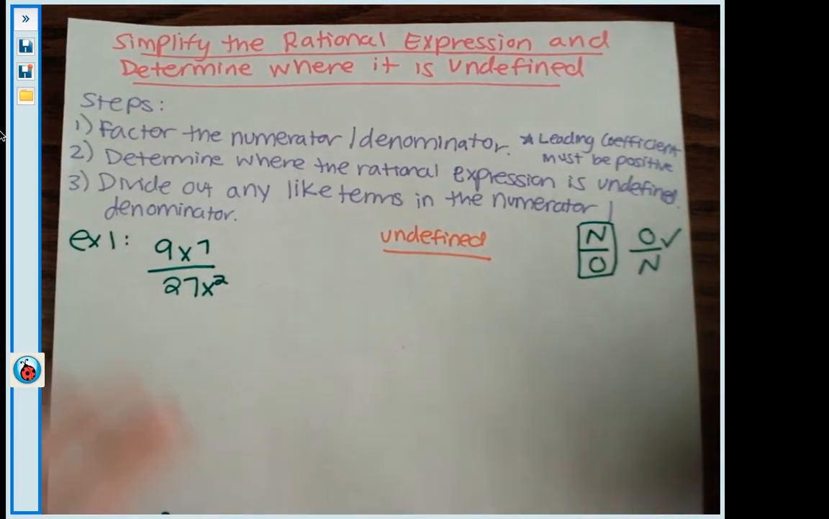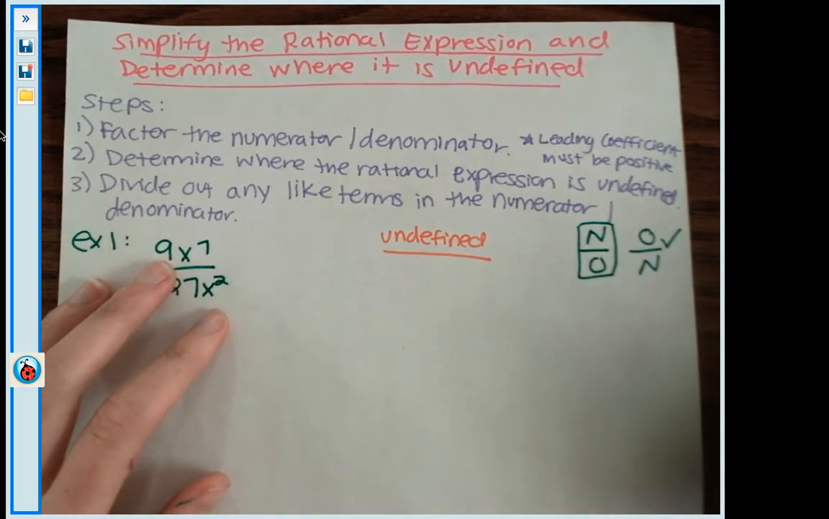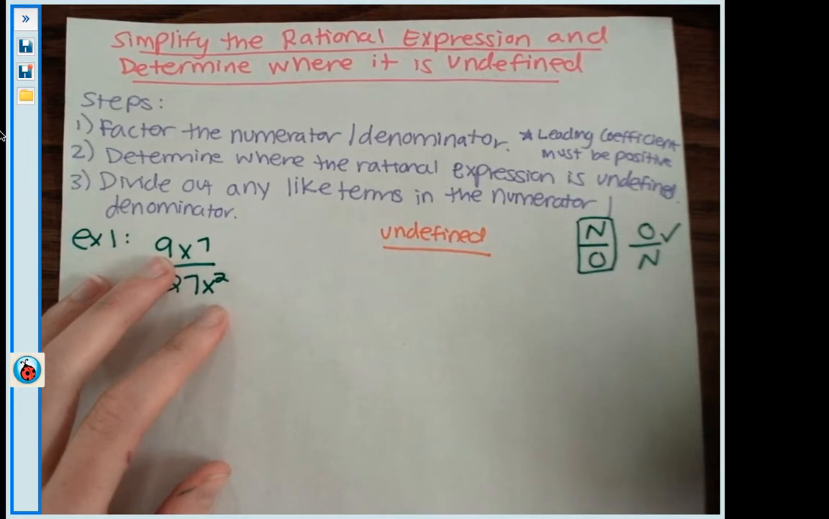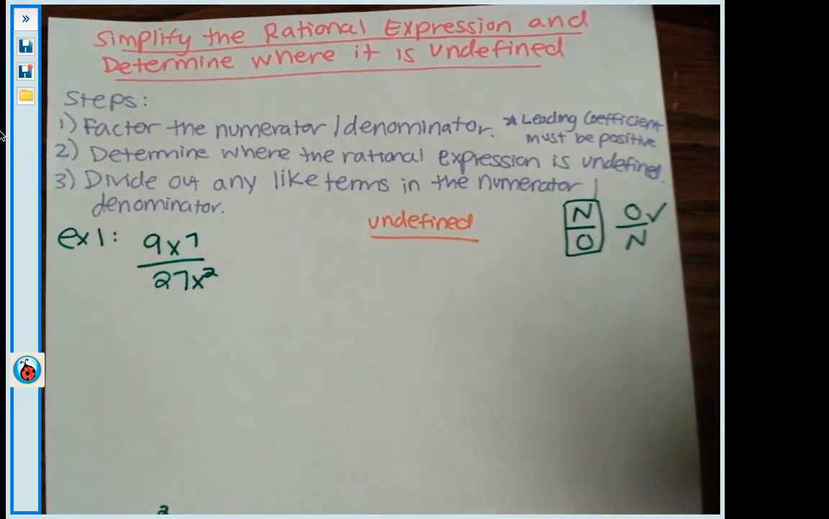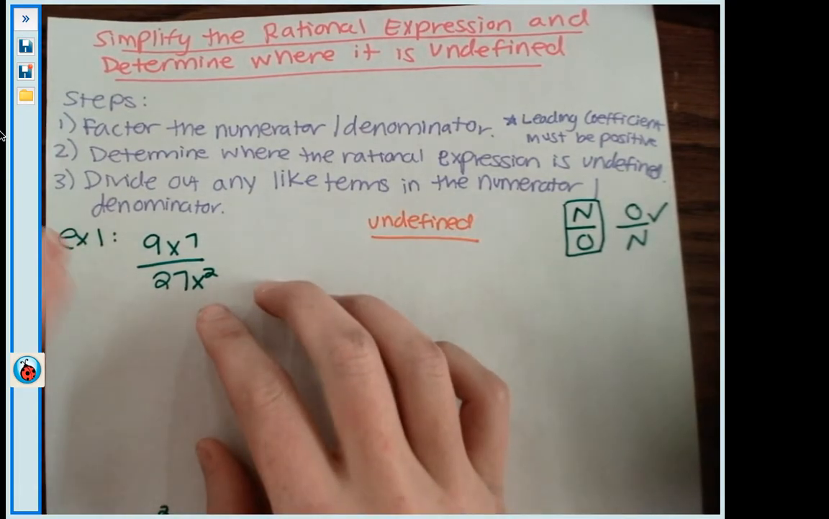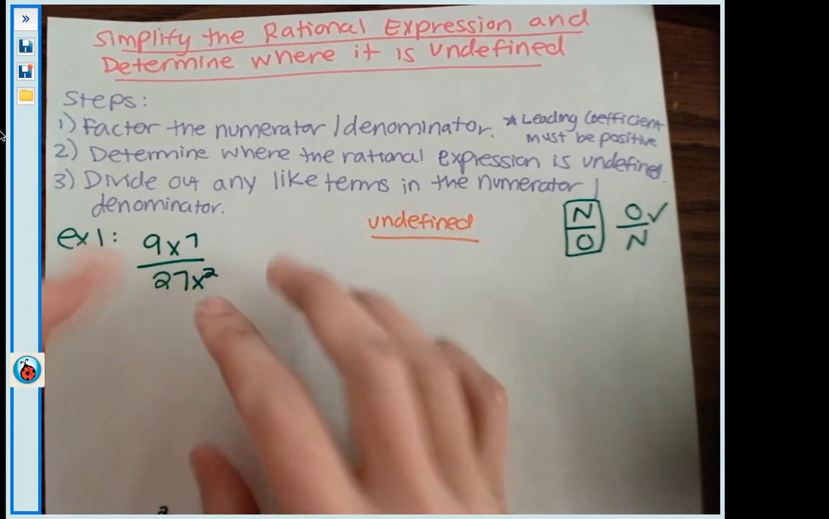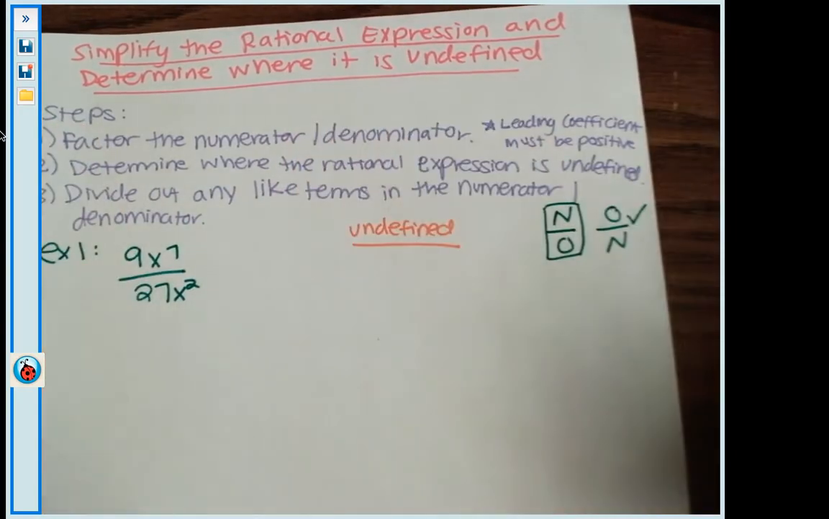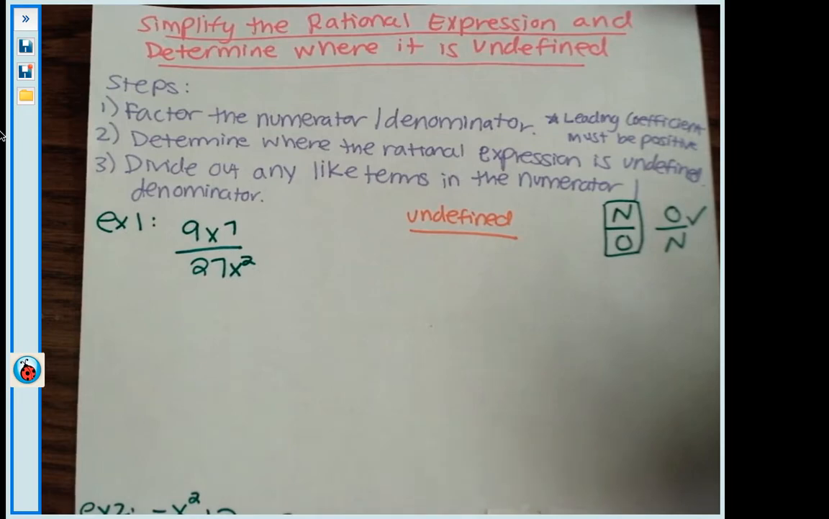Alright, so anyways, after we determine where it's undefined, we will divide out any like terms in the numerator and denominator. So we'll be simplifying our fraction. Alright, so let's get started on example 1. First we need to factor the numerator and denominator, which, if we have two monomials, you guys, we cannot factor this. Okay, it's already factored. We can't do anything to it. So that step's done.